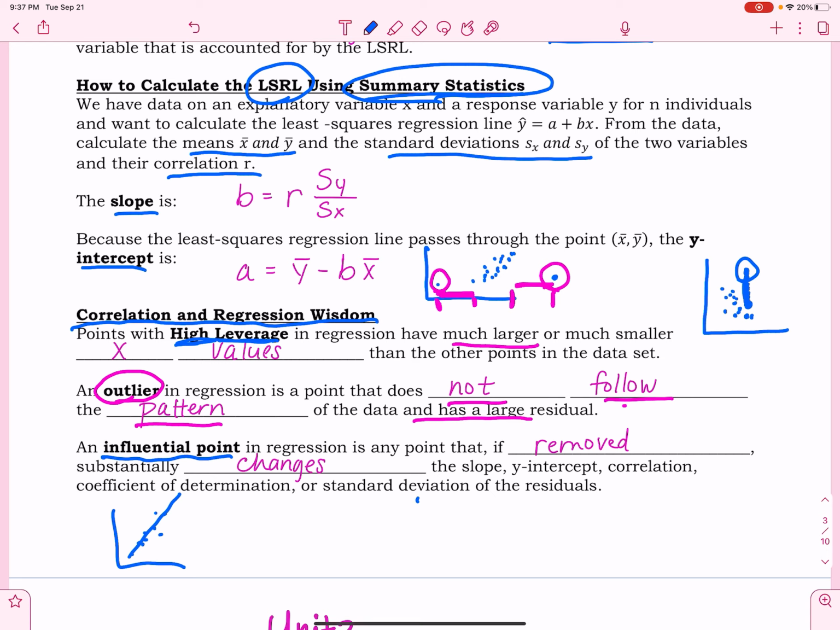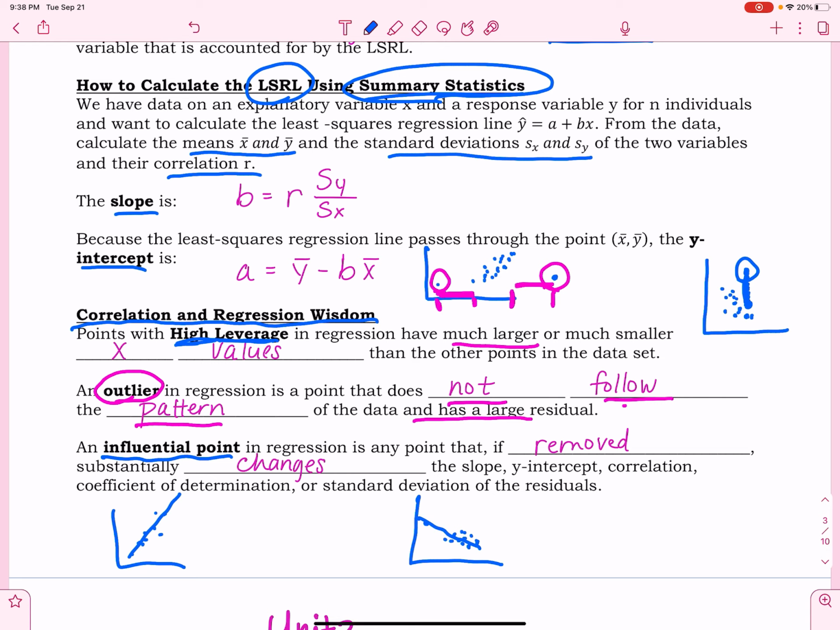Okay, so now let's look at a situation where you have this. So this point right here is not considered an outlier because it doesn't have a large residual. It's in line with the rest of the data. It's just kind of far away. So it does have high leverage, and it is an influential point because it is strengthening that relationship.